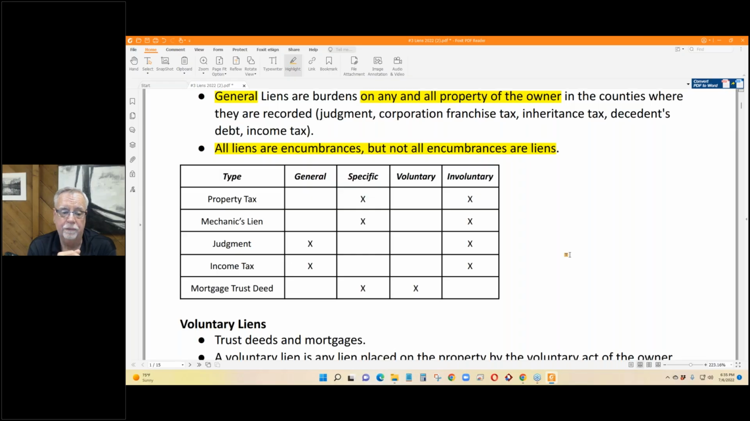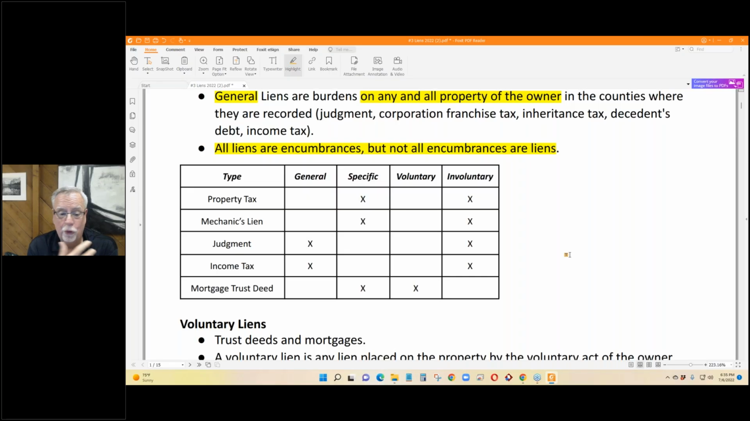It's not voluntary. Judgments, which would be, let's say you have a business and the business fails and your business partners sue you and they get a judgment against you, the judgment is a general lien. It doesn't specify which parcels it's on. One way to look at it is specific liens are against properties, but general liens are against persons. So that would be for anything they could find of yours. And of course, not voluntary. Income tax is a form of a judgment lien. You understand it's a general lien.